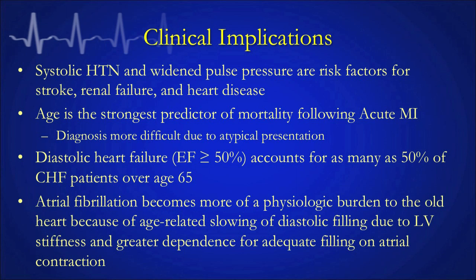I mentioned the changes which occur in terms of stiffness of the heart. So you can see that diastolic heart failure, where the ejection fraction is normal, accounts for as many as 50% of the congestive heart failure patients over the age of 65. So not the systolic heart failure, which also occurs, but diastolic heart failure actually is much more common. And atrial fibrillation becomes more of a physiologic burden to the old heart because of age-related slowing of diastolic filling due to left ventricular stiffness and greater dependence for adequate filling on atrial contraction.